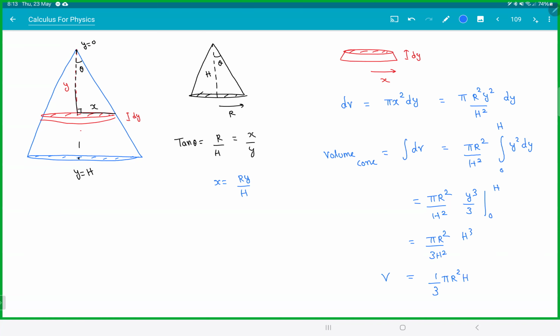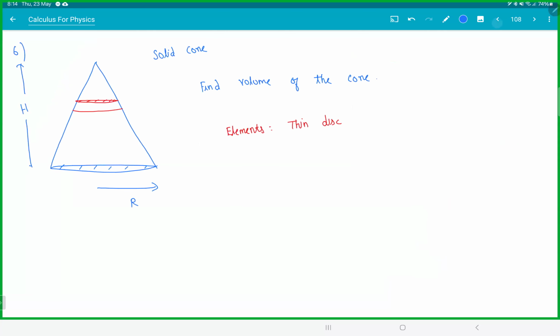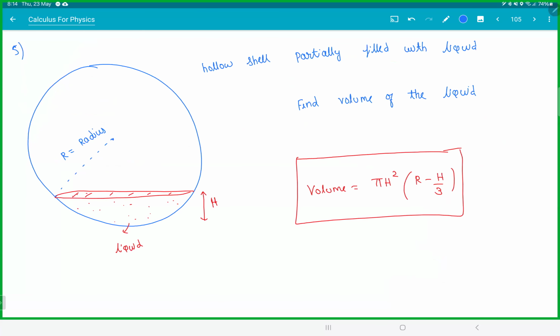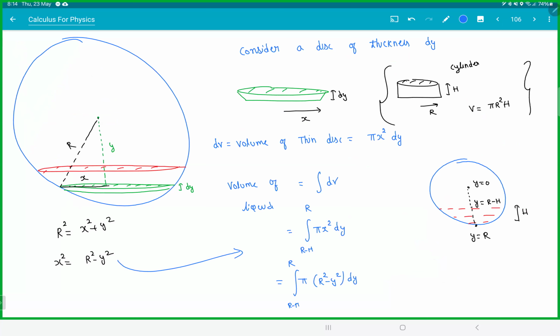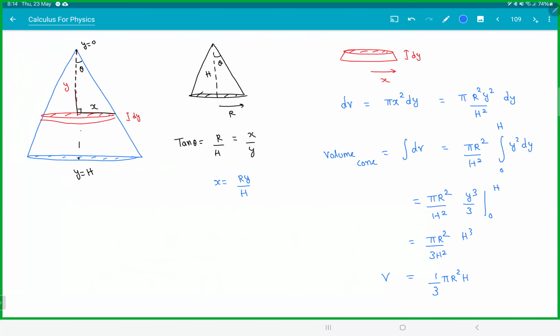Alright, Surya, Pratik did the same. Great. Others, check it out. So this is the idea every time. You take a thin disk, volume will be pi x square into dy. Get x in terms of y, substitute, and you're done. You'll get the integration. If you think about it, this problem and the previous problem have similarities. Even though the shapes are different, end of the day, this logic was the same. Volume of thin disk, this idea was always the same. Please check.